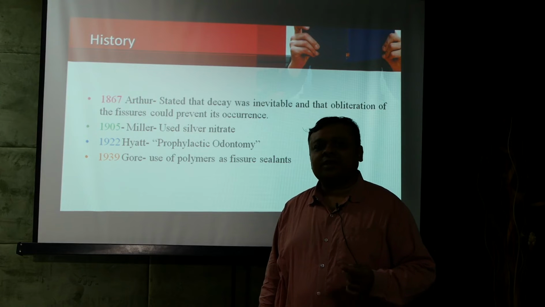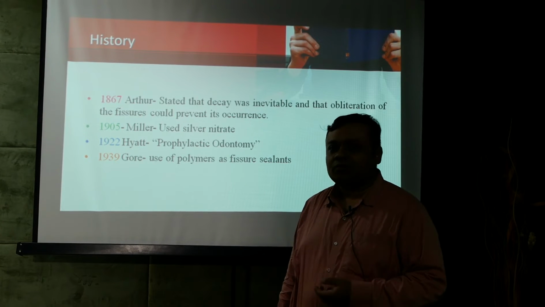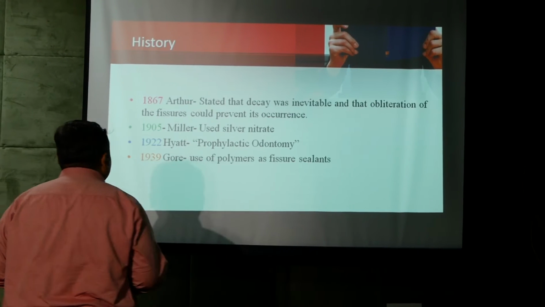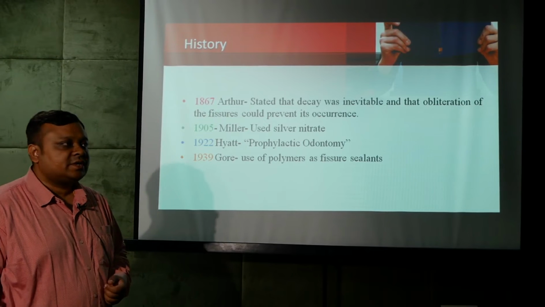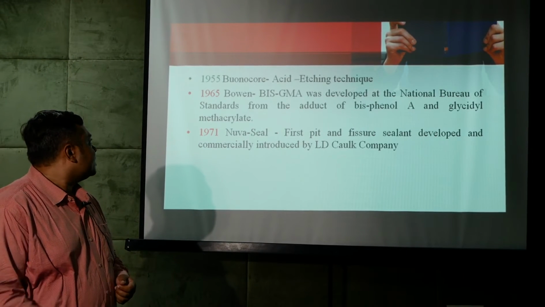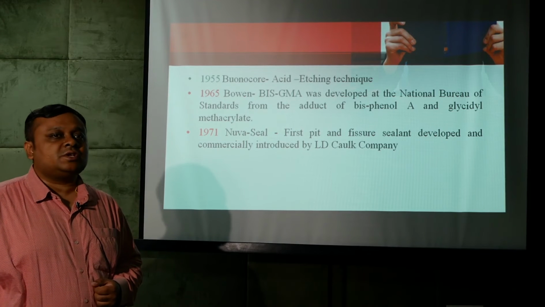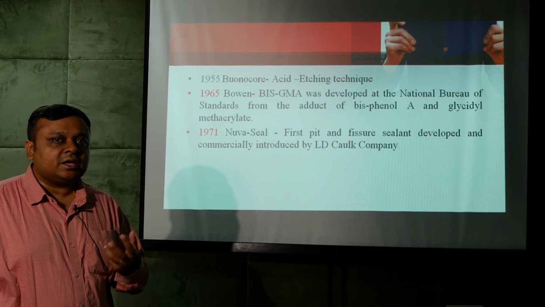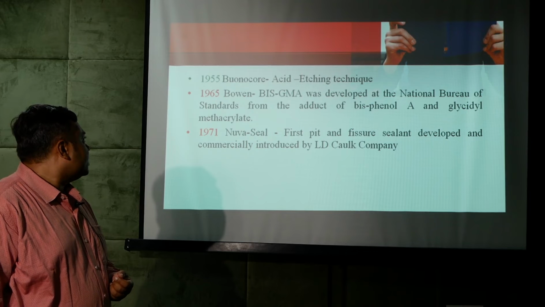This is a concept wherein the occlusal surfaces of the teeth are modified so that they become less retentive to food, and thus it helps in the prevention of caries. And lastly, Gore advised the use of polymers for sealing the pits and fissures. In 1955, Buonocore introduced the concept of using phosphoric acid for acid etching the tooth surface. This way it can increase the retention and the bonding of pit and fissure sealant to the tooth surface.